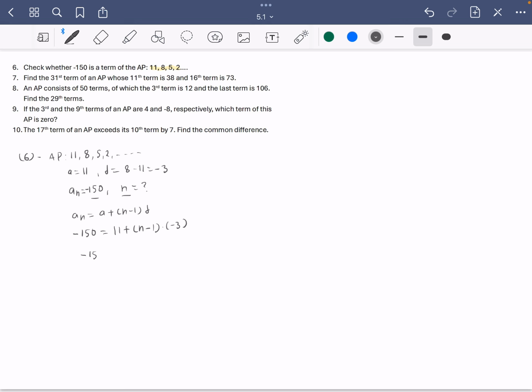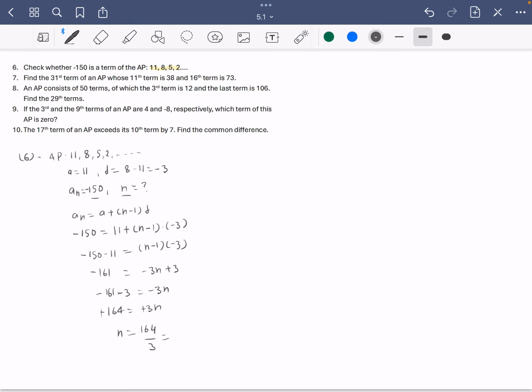So negative 150, I'll bring 11 here, now n minus 1 times negative 3. So negative 150 minus 11 is negative 161, is going to be negative 3n plus 3. So it's negative 161 minus 3 is going to be negative 3n. Negative 161 and negative 3 is going to be negative 164. It's negative 3n, can cancel them out. So n is going to be 164 over 3.